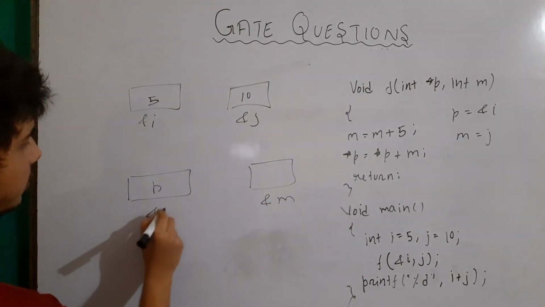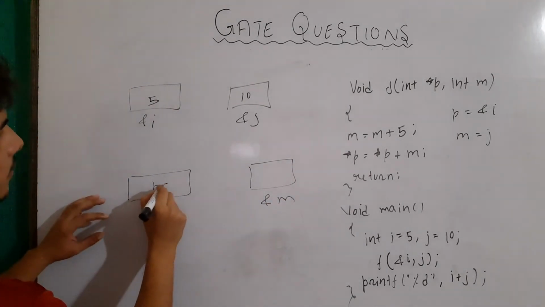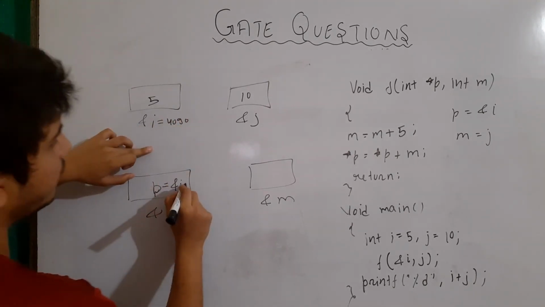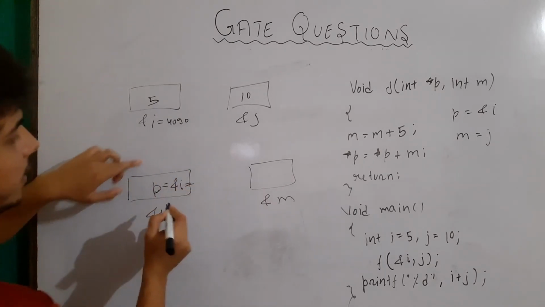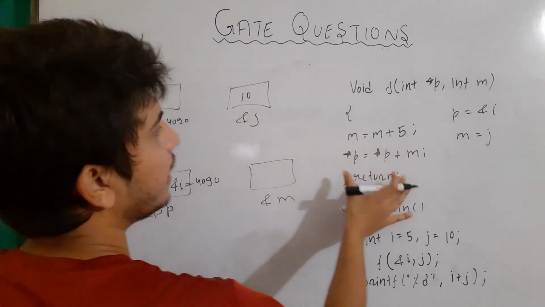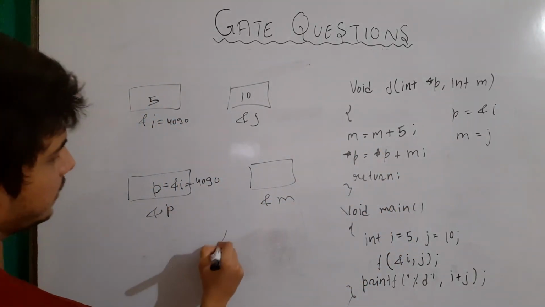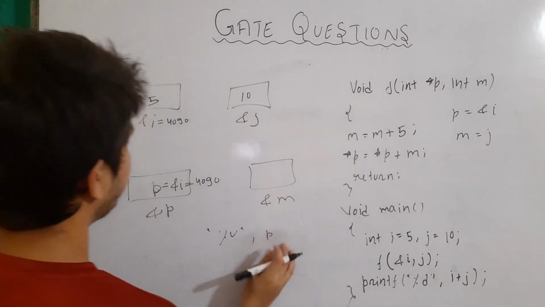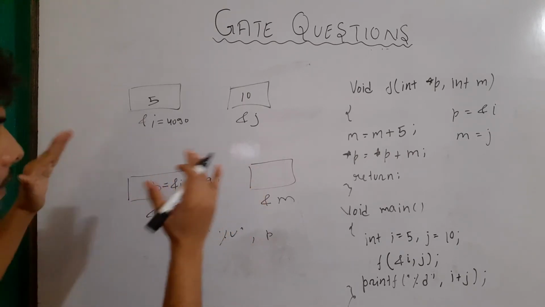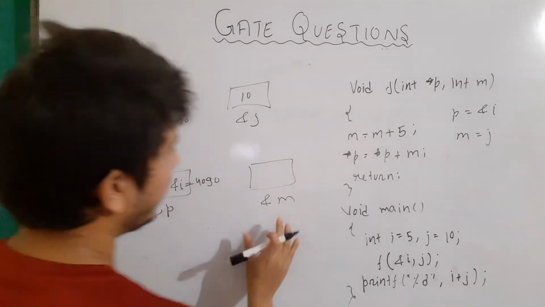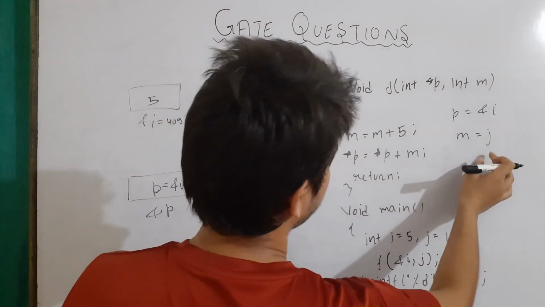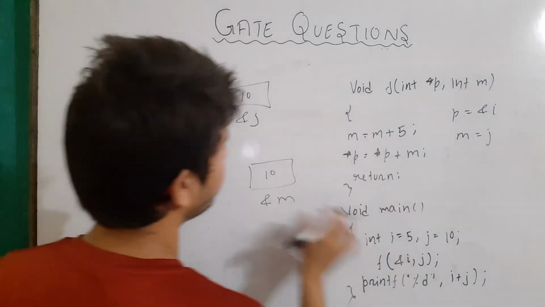&M, and there is also &P, right? So P is currently pointing to this location. Let's say the address is 4090, so if I do here printf of %u and P, then it will give me output as 4090. Now basically P and &i are pointing to the same memory location, remember that. And M is completely a different variable. It is holding just the content of j, so it is just holding the value of j, which is 10, right?